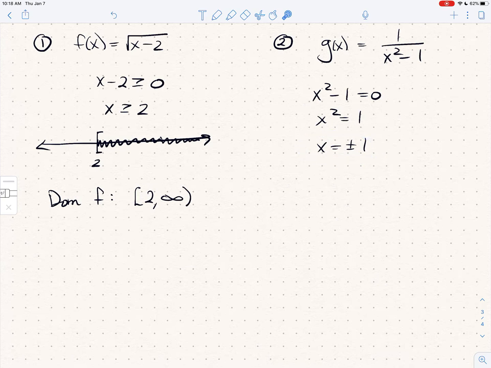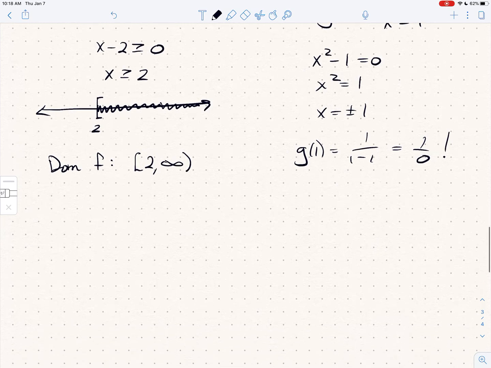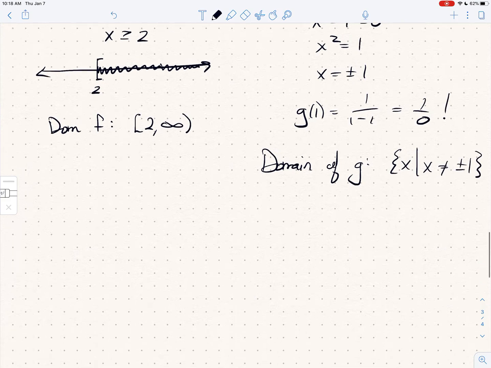If I plug these values into my function, then I'm going to get a 0 downstairs. And you can check it. Check out g of 1 is 1 over 1 minus 1, which is 1 over 0. That's a problem. It's undefined. And so, to summarize what we're saying, the domain of g is the set of x such that x is not equal to plus or minus 1. That's one way to write it.